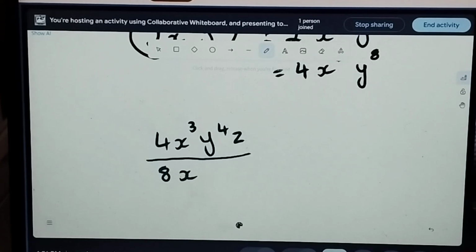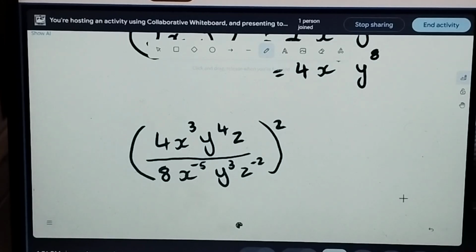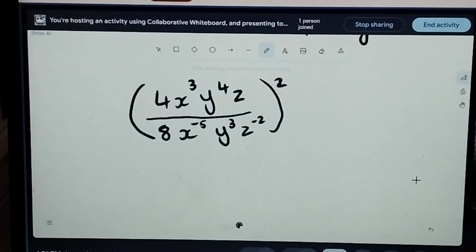8x to the minus 5, they gave a negative exponent. Y to the 3, z to the minus 2. So they now really were giving you horrible exponents. And then they still said, well, let's raise that to the power 2. So this was the question that they put in an exam, in a GED exam.